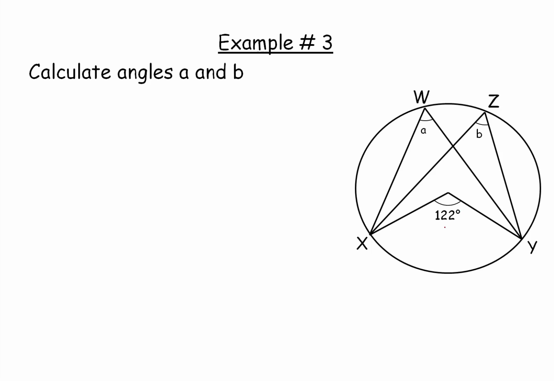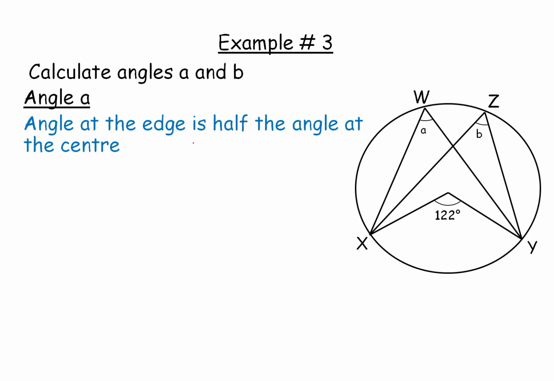For angle A, the angle at the edge is half the angle at the center. This is our second rule. The angle at the center is 122 degrees, and A is the angle at the edge, so it becomes 122 degrees divided by 2. That gives you A is 61 degrees.